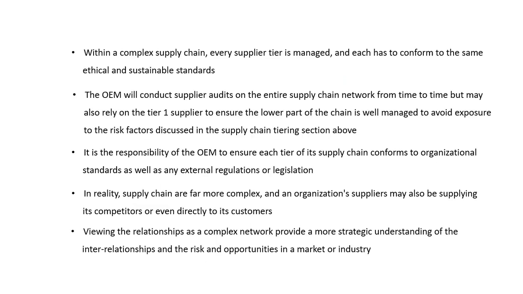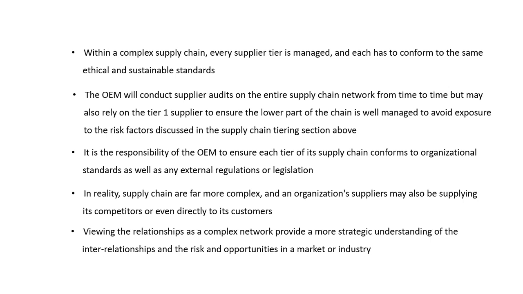Within a complex supply chain, every supplier tier is managed, and each has to conform to the same ethical and sustainable standards. The OEM will conduct supplier audits on the entire supply chain network from time to time, but may also rely on the Tier 1 supplier to ensure the lower part of the chain is well managed to avoid exposure to the risk factors discussed in the supply chain tiering section above. It is the responsibility of the OEM to ensure each tier of its supply chain conforms to organizational standards as well as any external regulations or legislation.